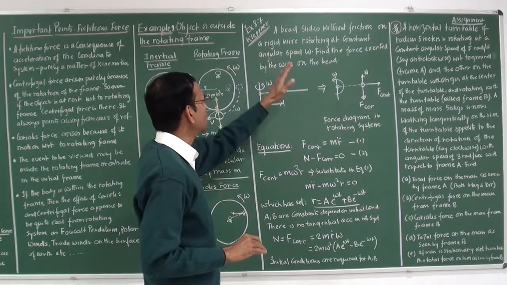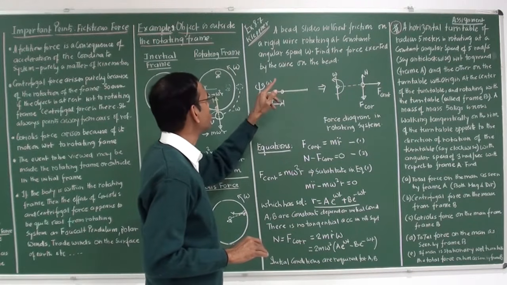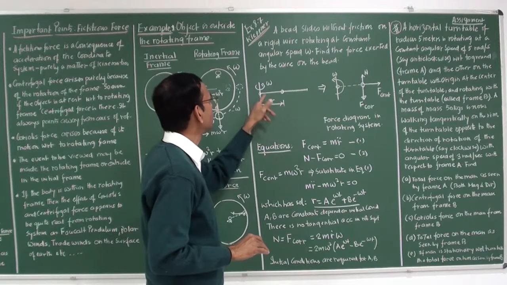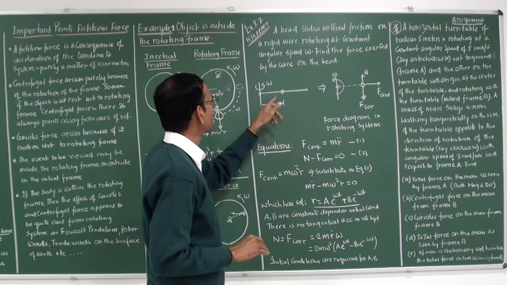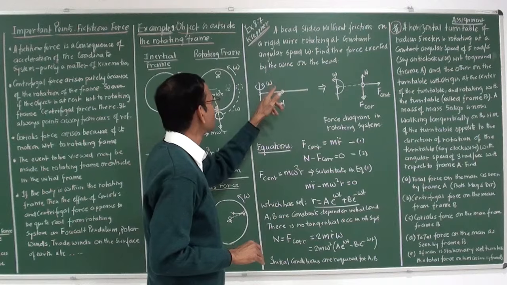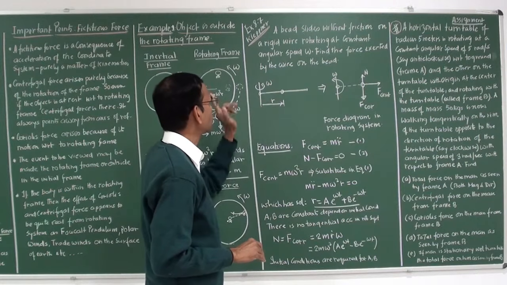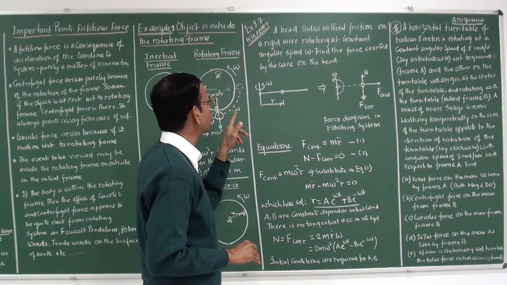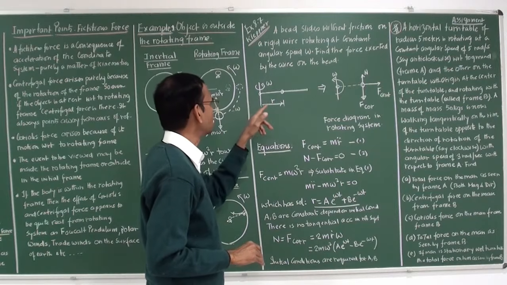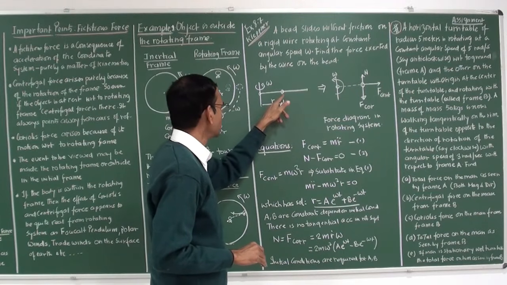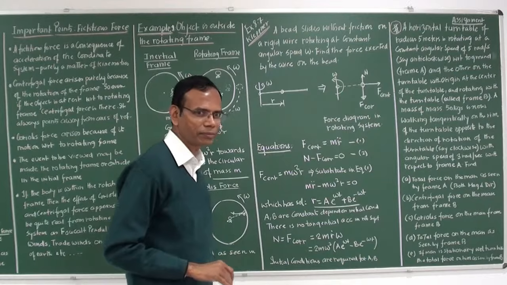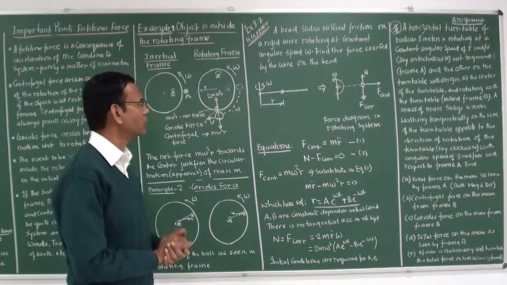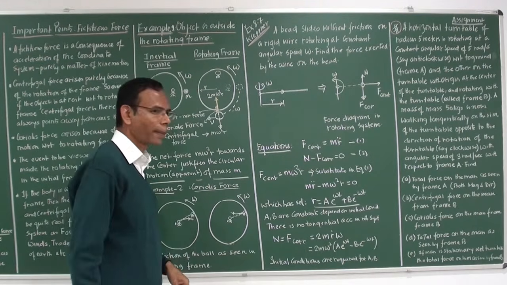A bead slides without friction on a rigid wire rotating at constant angular speed omega. So it is rotating at constant angular speed omega. Find the force exerted by the wire on the bead. So what is the force exerted by the wire on the bead? This is the problem.